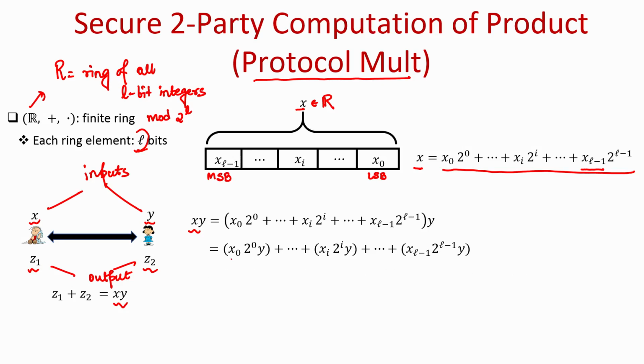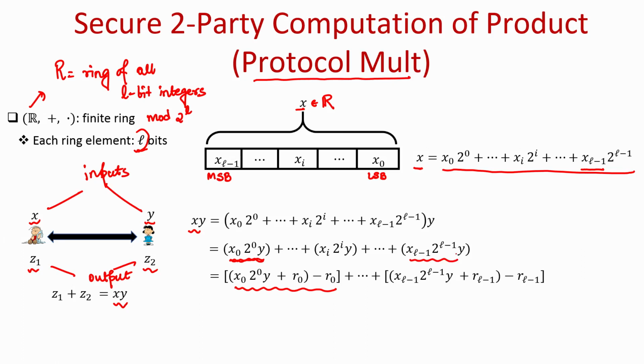And now what I am going to do is the following. Let us see the first summand here. The first summand can be further expanded as the summation of these two expressions, because here R naught is some random ring element, and if I add R naught to the first summand and then subtract R naught, the effect of the first summand remains as it is. And in the same way, if I consider the last summand, if I add a random ring element and then subtract it, the overall effect remains the same, because the effect of this random element R sub L minus 1 will not come into the picture.